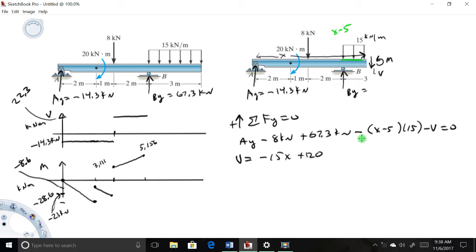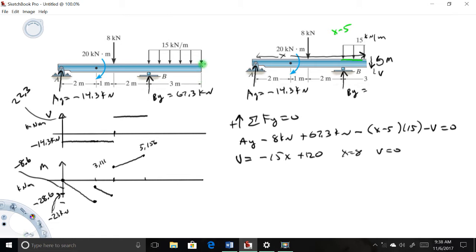Now before moving on, at this point now, because this cut is good from 5 to 8, we can now check it by putting in x equals 8 into this. And if we put in x equals 8, we get a shear of 0. And when we take a look at the end of our beam here, there is no reaction support here. So the shear does end up having to be 0 right at the end.